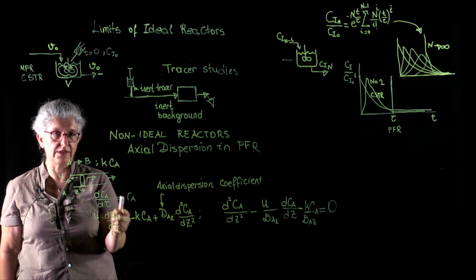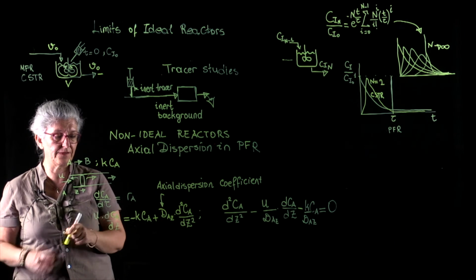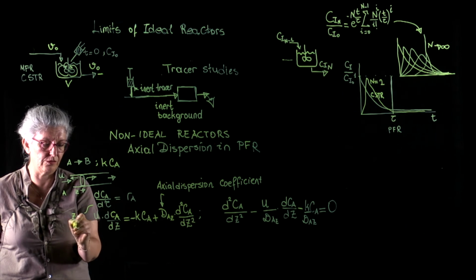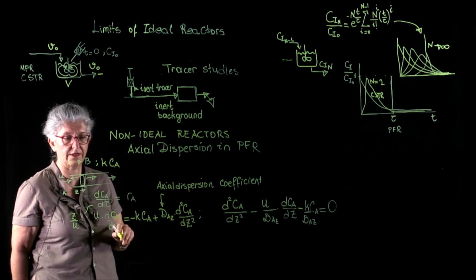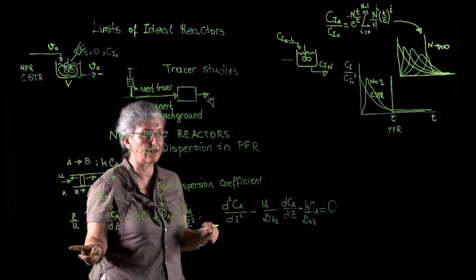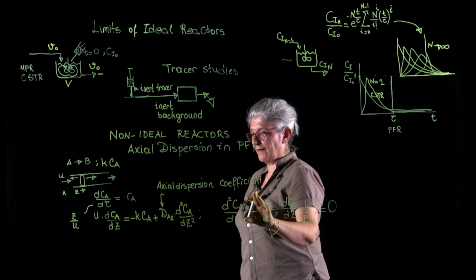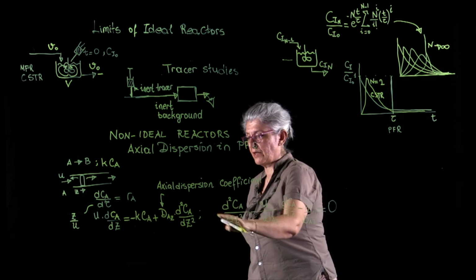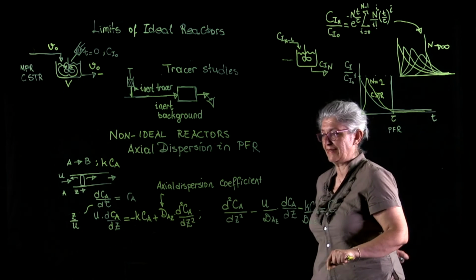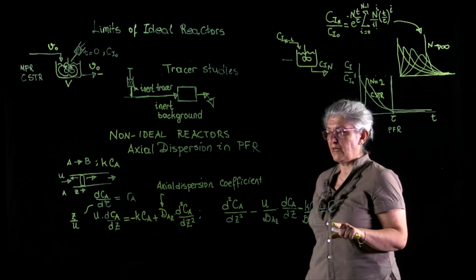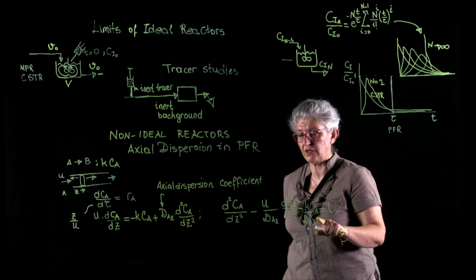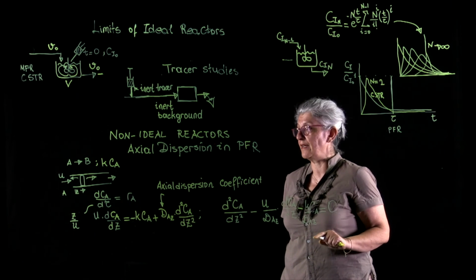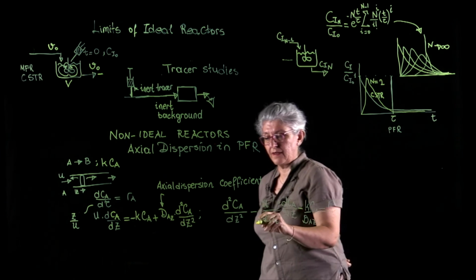This side of the equation is rearranged by defining tau as z over u, axial position over axial linear velocity. When we rearrange this equation, we have the following differential equation. D squared Ca over dz squared. I divided both sides of this equation by the axial dispersion coefficient and moved the u term to this side of the equation. Minus u over dAz, dCA over dz, minus k Ca over dAz.